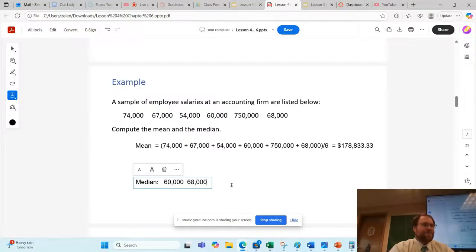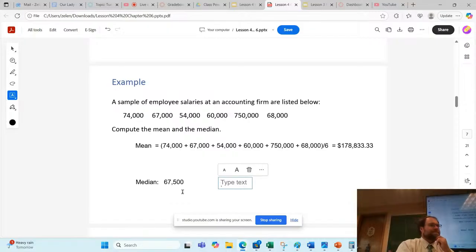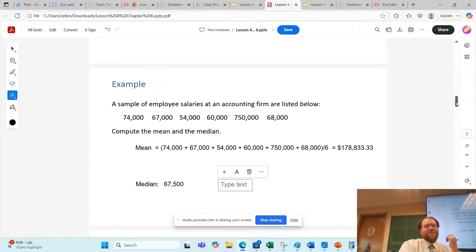So then the median will be 67,500. Okay. So 67,500. Any questions on how to calculate either of those?